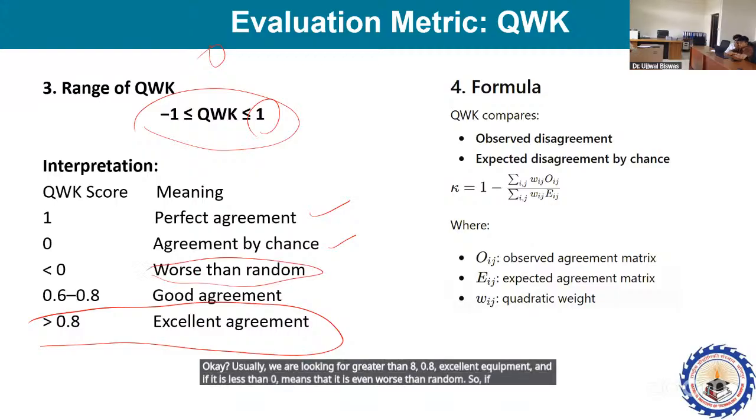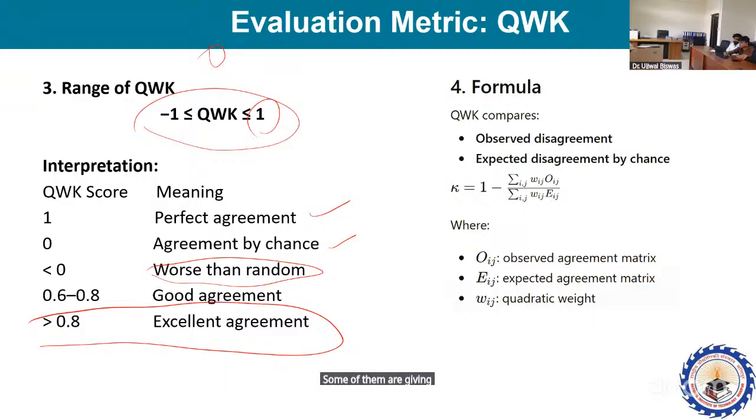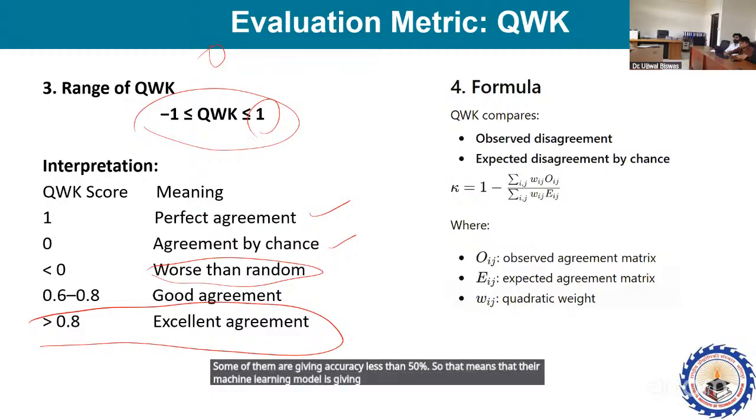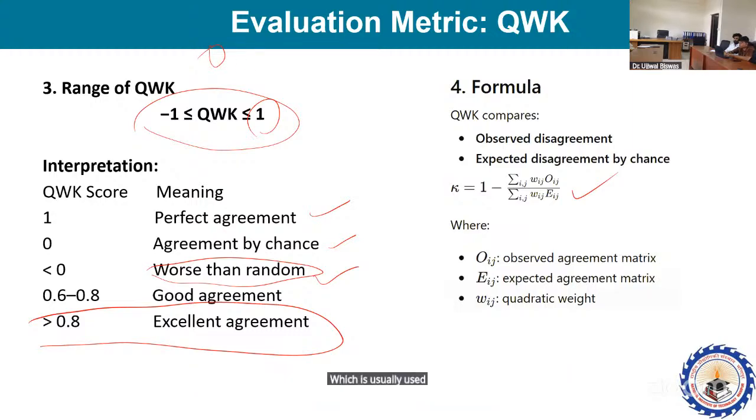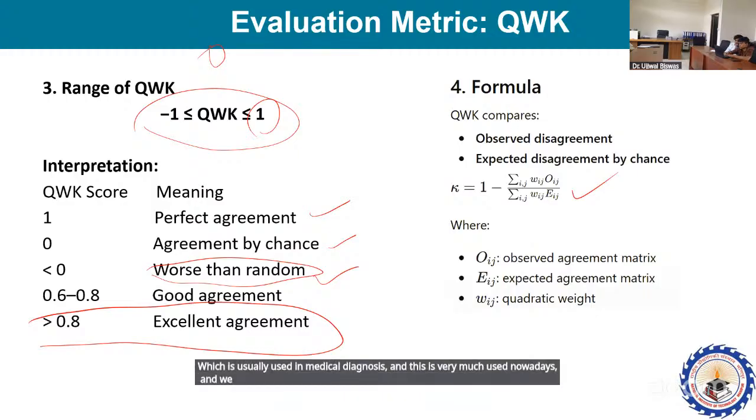So if you see this is the FDP, and if some of our students are doing a machine learning project, and some of them are giving accuracy less than 50%, that means their machine learning model is giving an accuracy worse than random. Random is 50%. So that can also be detected by QWK, and I just wanted to introduce this metric, which is usually used in medical diagnosis and is very much used nowadays, and we should also be aware of this.